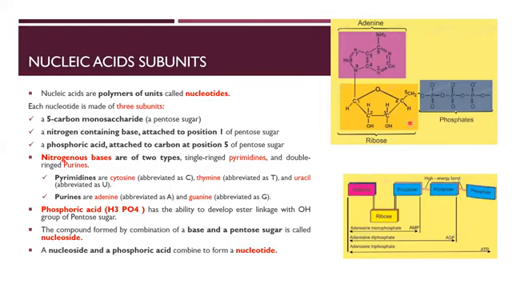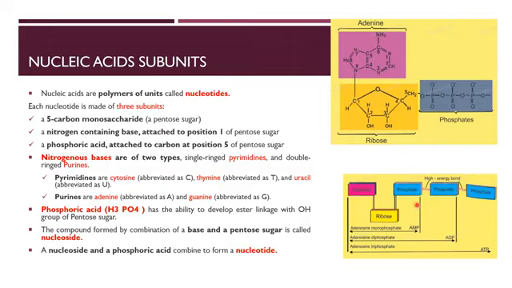Nucleoside is the 5 carbon sugar with base, and when it attaches with phosphoric acid, it will be converted into a nucleotide. So if there is only one phosphate, it will be mono. If there are two phosphates, it will be di, and if there are three phosphates, it will be tri.